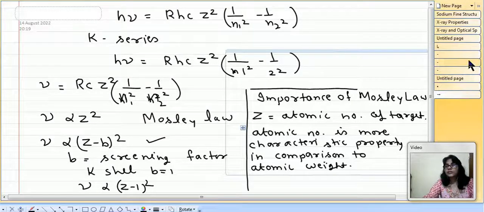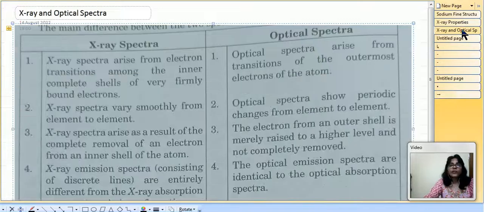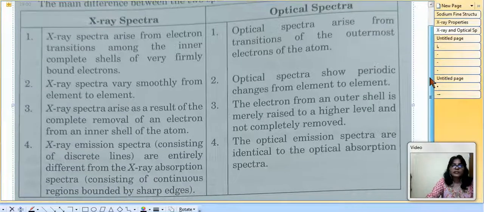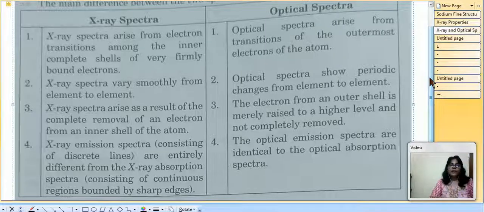Now come to the last topic, and that is the comparison of X-ray spectra and optical spectra. Optical spectra are formed when a valence electron jumps from a higher energy level to a lower energy level, or goes from a lower energy level to a higher energy level. But X-ray spectra are formed when a K shell electron is knocked out and then electrons from the M shell or L shell jump in to fill the vacancy of the K shell. So there is much difference between the two.